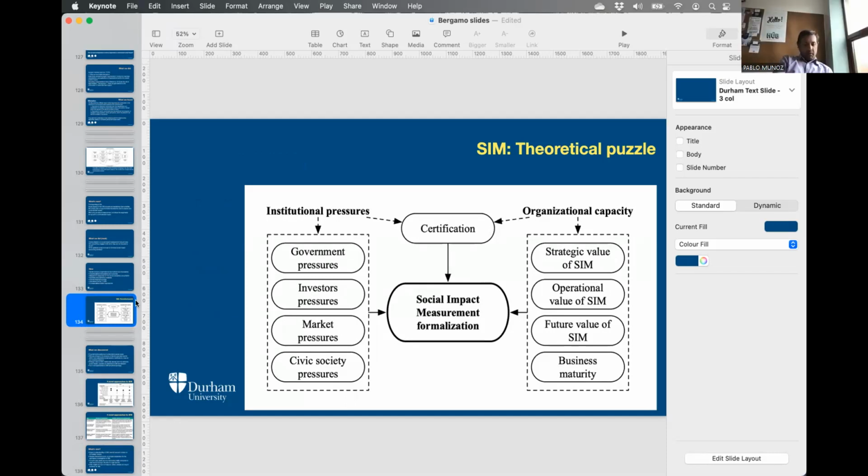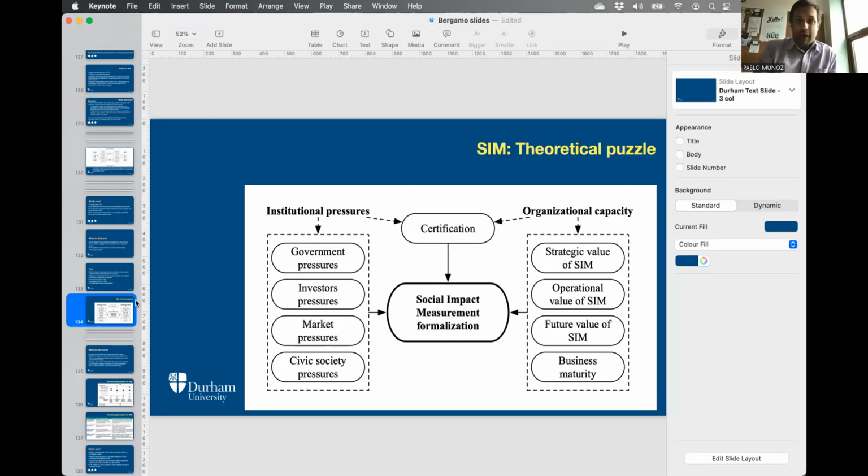What we did with that model, we were trying to figure out from the literature what are the possible antecedents of social impact measurement formalization. So what drives social enterprises to formalize? And what we found is that normally social enterprises do it because they engage in certification processes, right? It seems fairly intuitive, right? Because to be able to certify, you need to prove. To prove, you need to measure.